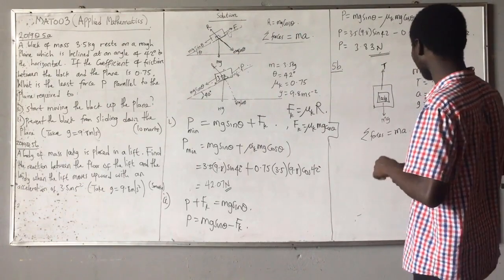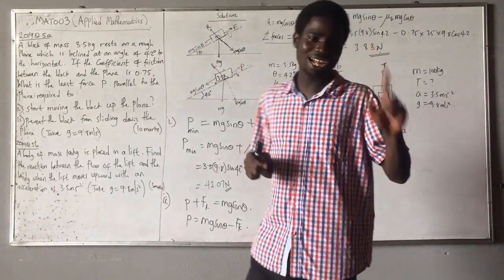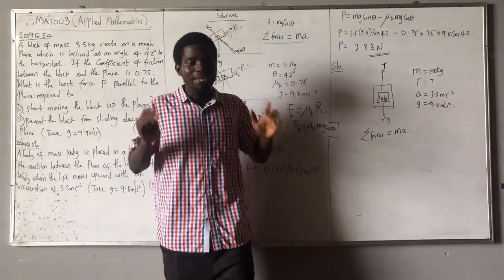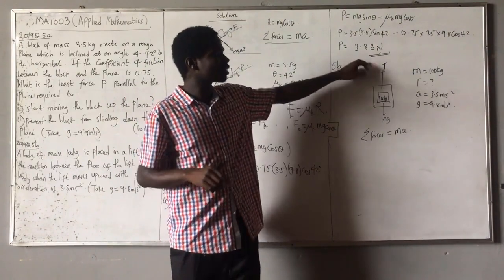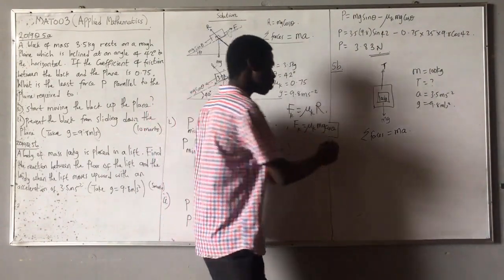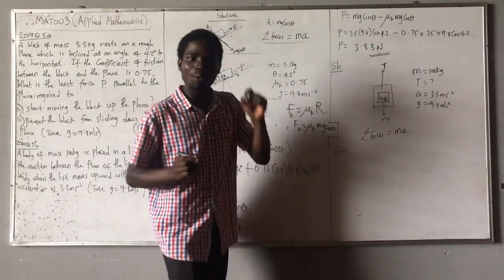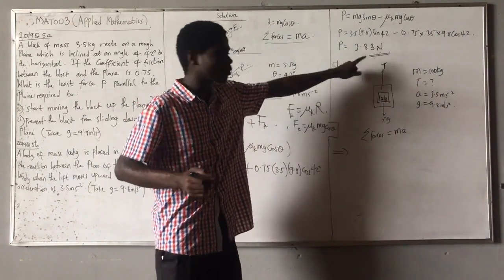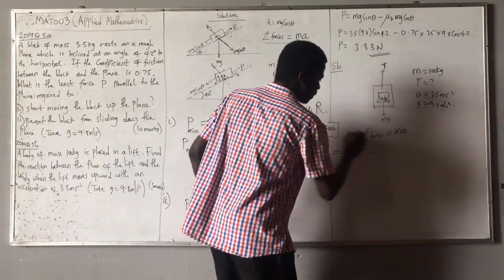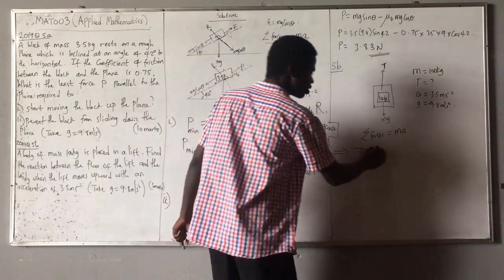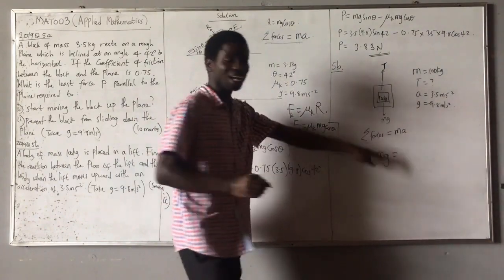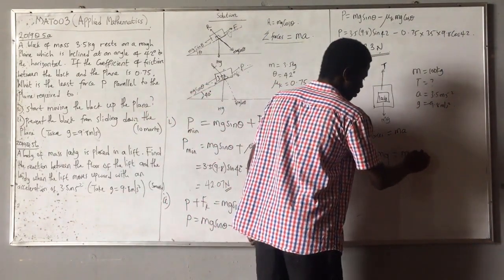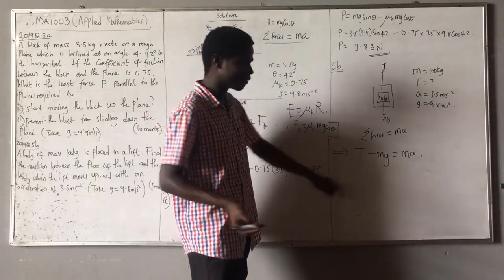Now, what do you have here? I'm told the lift is moving up. If the lift is moving up, what does that mean? It means tension is bigger than this. So what is the summation of forces? The bigger one minus the smaller one. What is the bigger one between T and mg? T, because it's moving up. So I have T minus the smaller one, mg. That is what I call summation of forces. Everything must always be equal to what? MA. I'm looking for T.